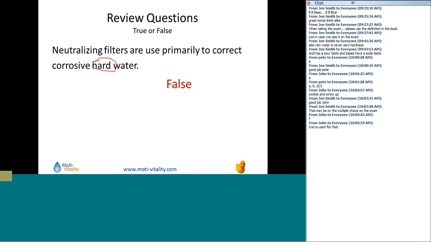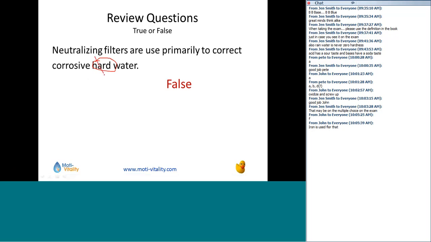This answer would be true if you eliminated the word hard. Neutralizing filters are used primarily to correct corrosive water. Or you could also make this true by saying neutralizing filters are used primarily to correct corrosive, naturally soft water. That would also make this a true statement, but hard makes it false.